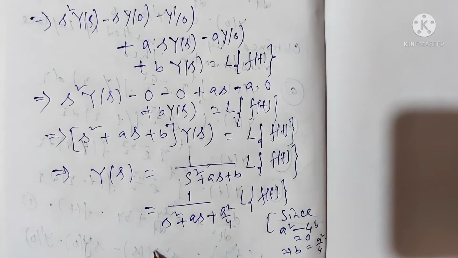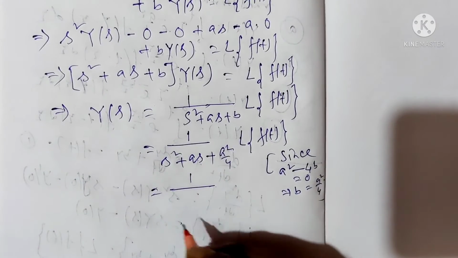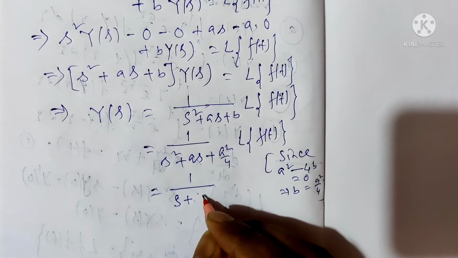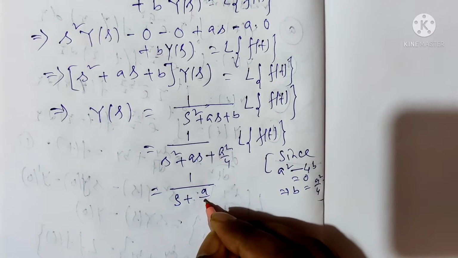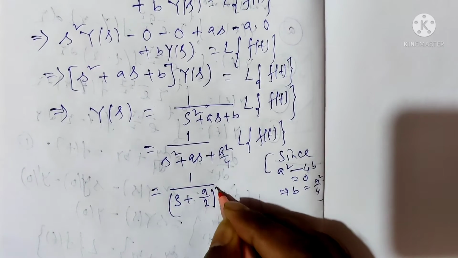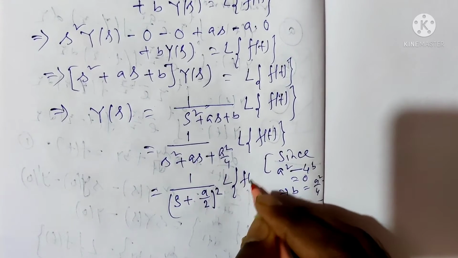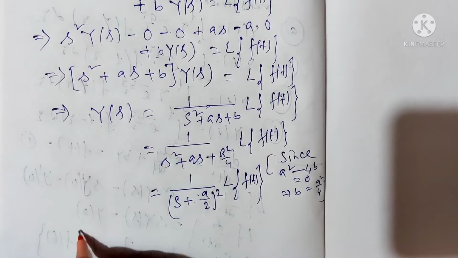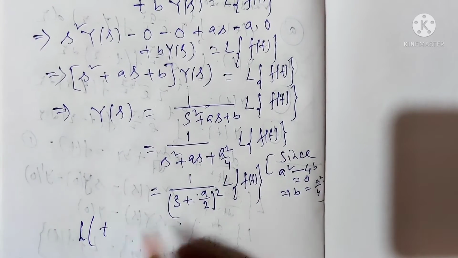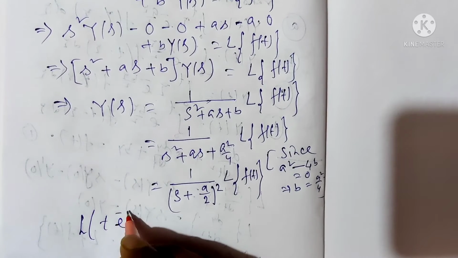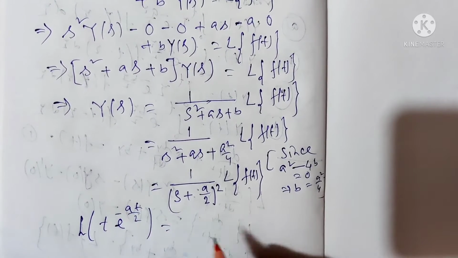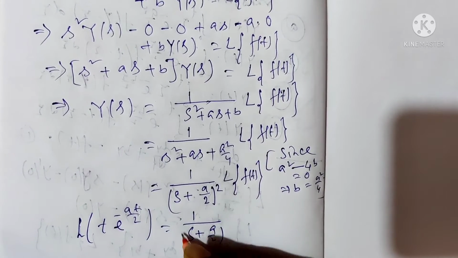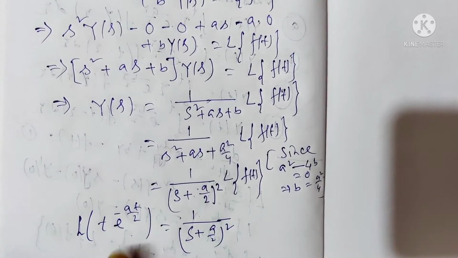Now put this value, that 1 upon s plus a by 2 whole square into the Laplace transformation of f of t. Now the Laplace transformation of t into e to the power minus a t by 2 equals 1 by s plus a by 2 whole square. This is the Laplace transformation of this.